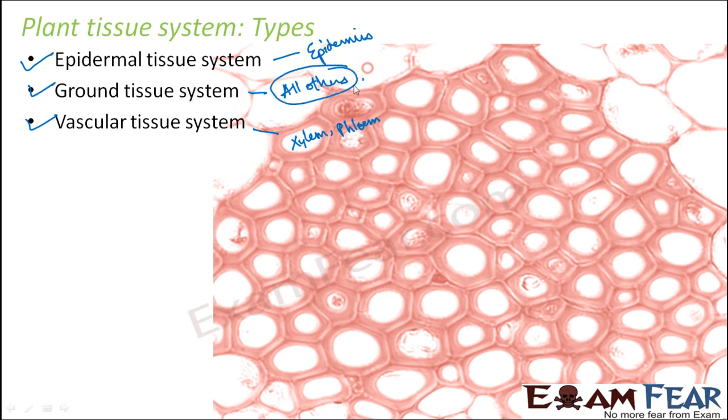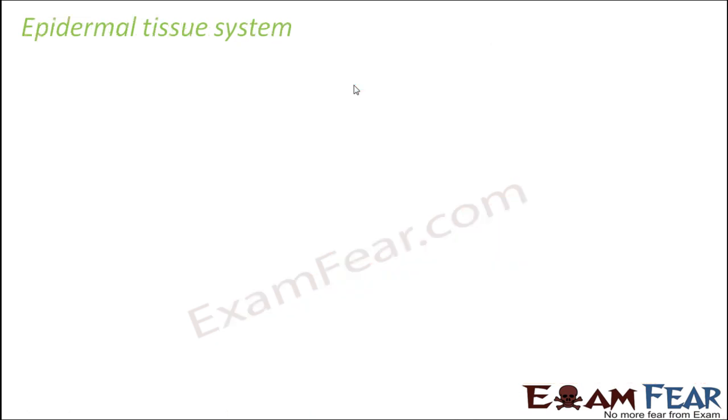Right? So here we will spend some time on the epidermal tissue system, because epidermis is something which we have not discussed while we were discussing plant tissues. So let us look at the epidermal tissue system. Epidermal is derived from the term epidermis, and epidermis is a Greek term which means over skin. That is why it is the outermost layer. It is the outermost covering of the plant body.